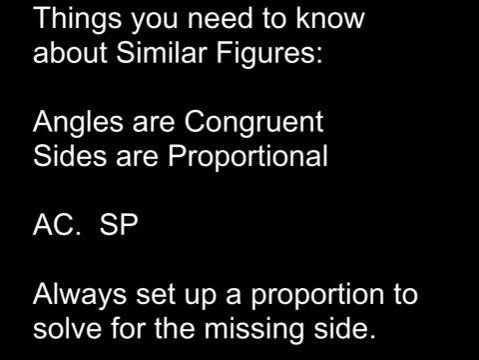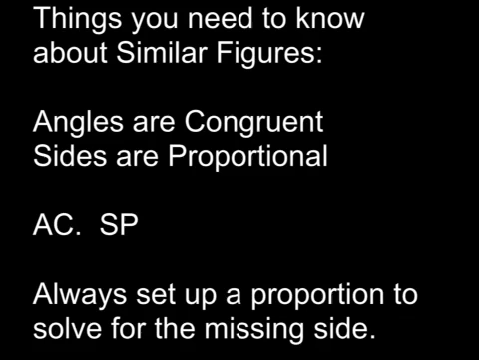Today we're going to talk about similar figures and how we use them in relation to finding perimeter and area. The first thing I want to go over is a couple things we need to know about similar figures. And you're going to hear me say this next part over and over and over again. It's angles are congruent, sides are proportional.